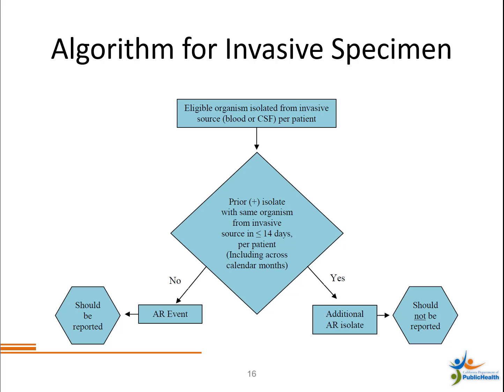If the eligible isolate comes from an invasive source, then the isolate is checked to ensure there are no isolates from the same organism in the last 14 days for this patient. This is a rolling 14-day period that is applied across calendar months. If there are no isolates in the 14-day period, then this isolate should be reported. Otherwise, it is considered an additional isolate and is not reported. Let's look at how this is applied against some data.